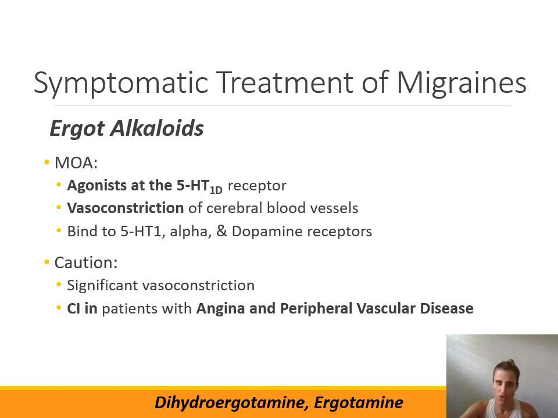Ergot alkaloids are the other agents that we can use for the symptomatic or acute treatment of migraines. The mechanism of action of the ergot alkaloids, like ergotamine and dihydroergotamine, is that they also are agonists at the serotonin 1D receptor. Because of that, they end up causing vasoconstriction of cerebral blood vessels. Now, ergot alkaloids have really complex effects. We don't understand them very well, which is kind of a theme with migraines, but they bind to various different receptors. We know they bind to serotonin receptors, alpha receptors, dopamine receptors. So there's a lot going on with them.